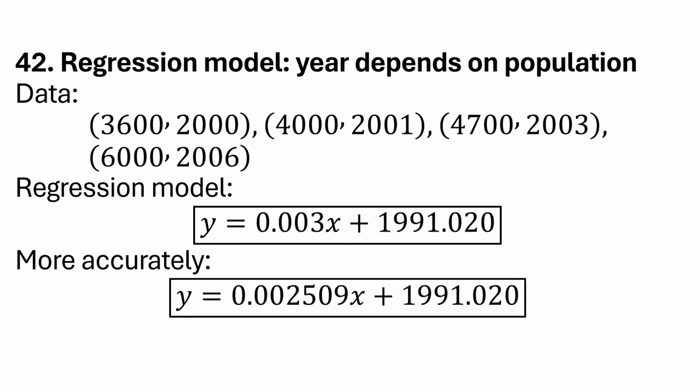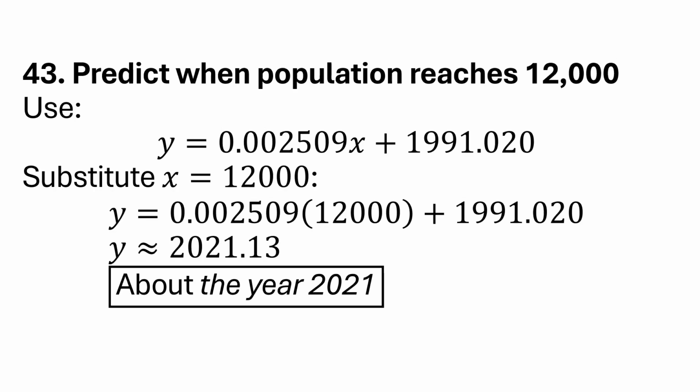Here, the input is population and the output is year. Using linear regression, the model is y equals 0.002509x plus 1991.020. To predict when the population reaches 12,000, substitute 12,000 for x. The result is about 2021.13. So the population is predicted to reach 12,000 around the year 2021.